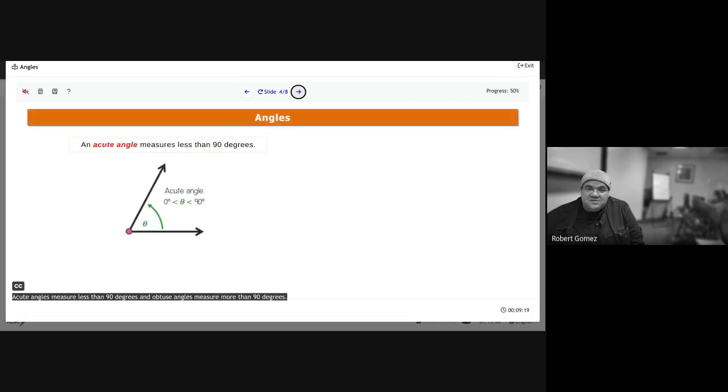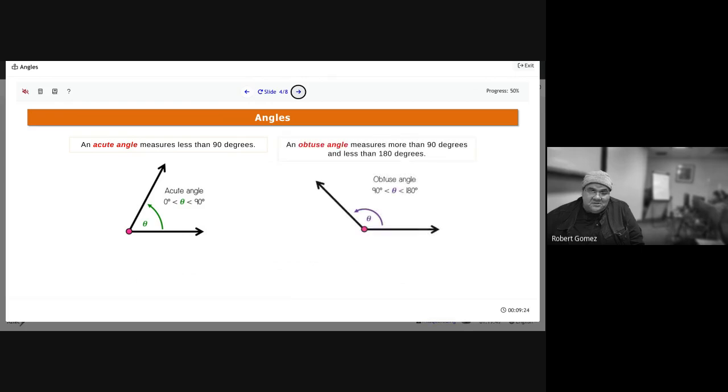Now, we're going to talk about two different types of angles. We're going to talk about acute and obtuse. So acute angles, right, measure less than 90 degrees. An obtuse angle measures more than 90 degrees. Now, don't worry too much about measuring right now, okay? We're not there.